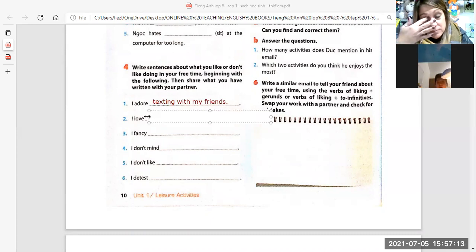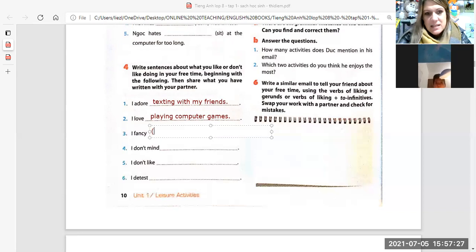Okay. I love playing computer games. I fancy. Fancy is like like. Fancy is like. Playing football.